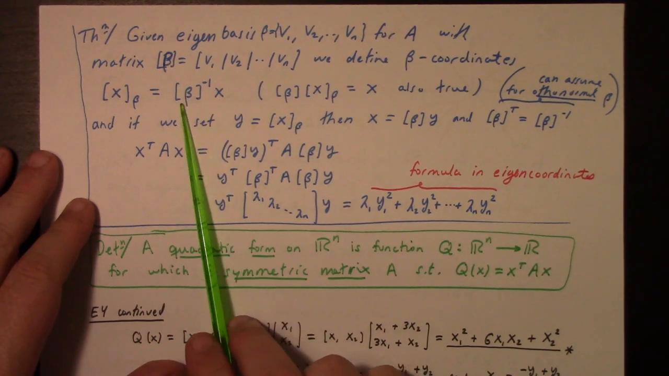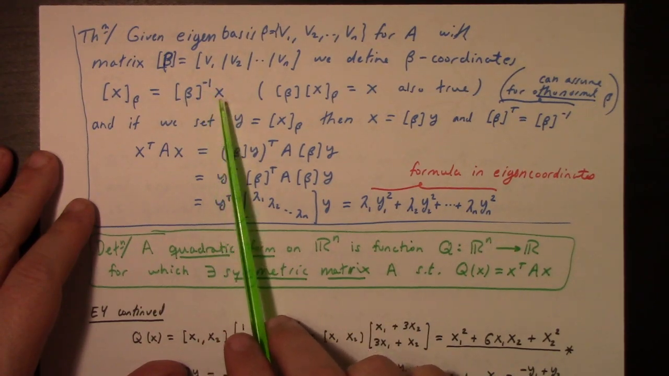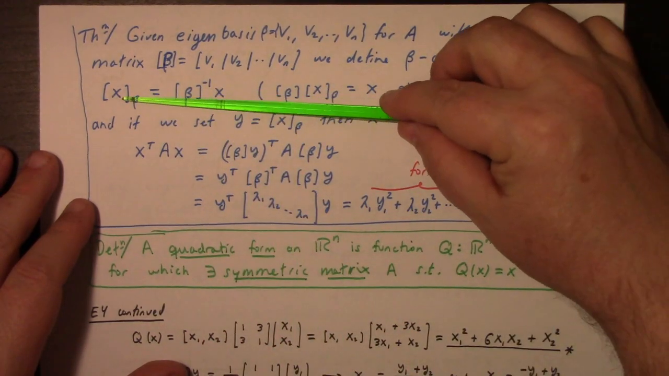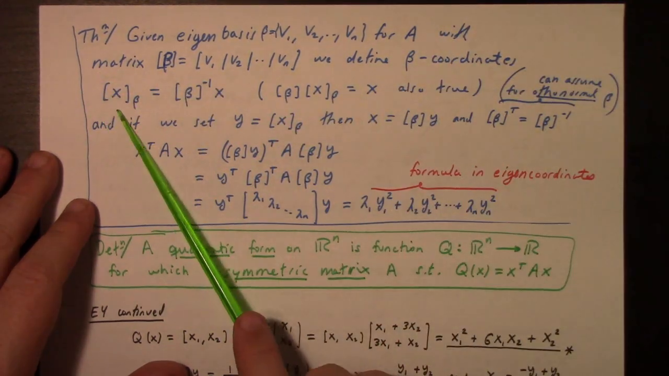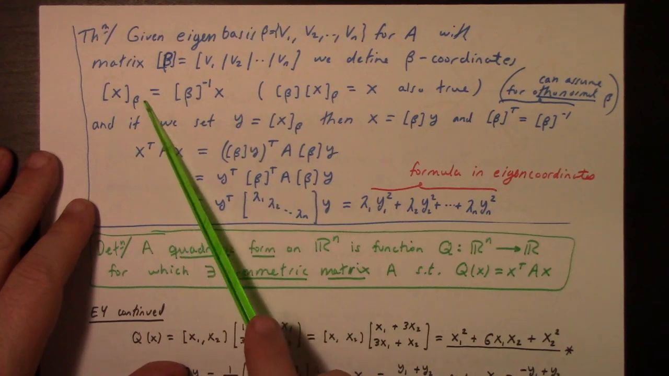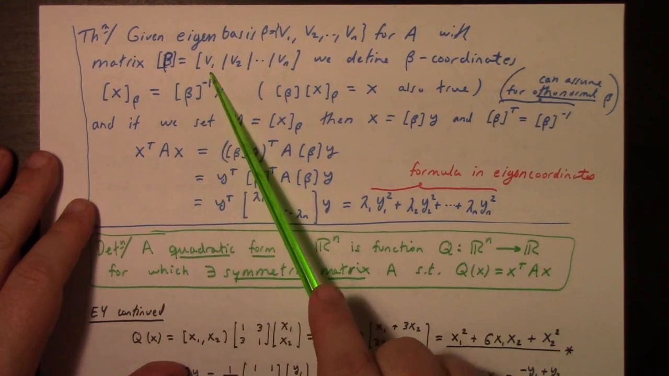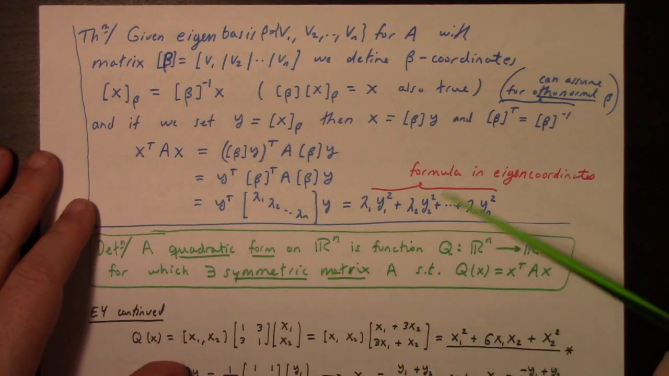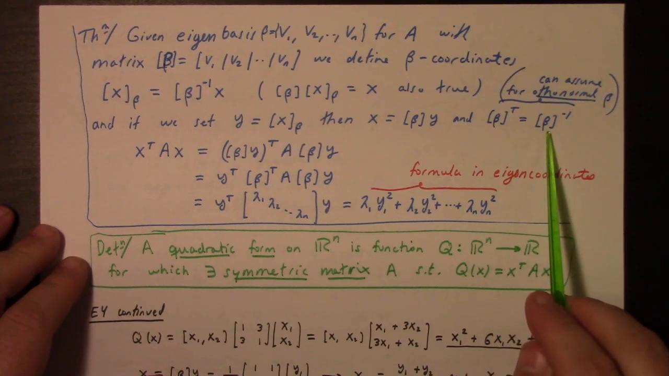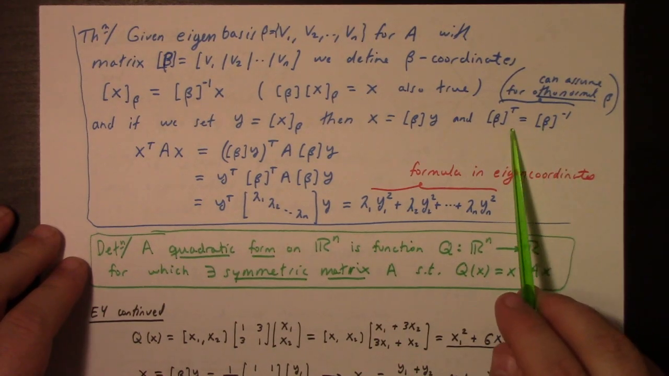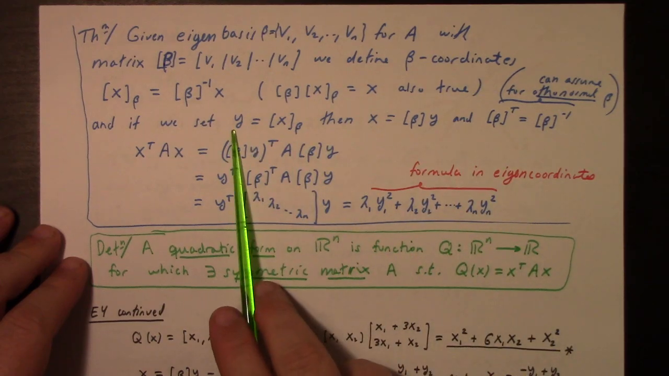This is true whether or not the eigenbasis is orthonormal. For the bottom part of this theorem, I'm assuming an orthonormal basis. This part up here is true even when the basis is not orthonormal, we could always do this. It's just that if the basis is not orthonormal, it's a pain, you actually have to calculate the inverse. But anyway, if we assume we have an orthonormal basis, so beta transpose is beta inverse, then I can introduce eigencoordinates.